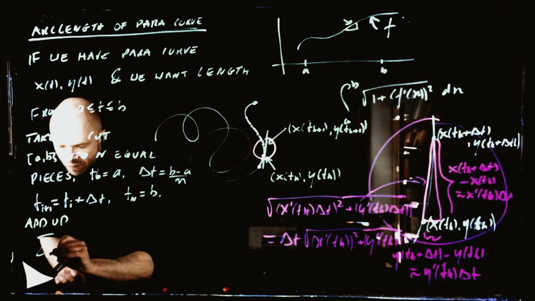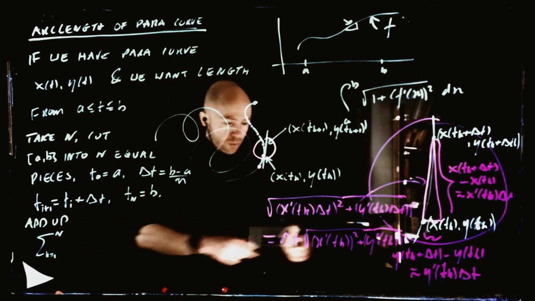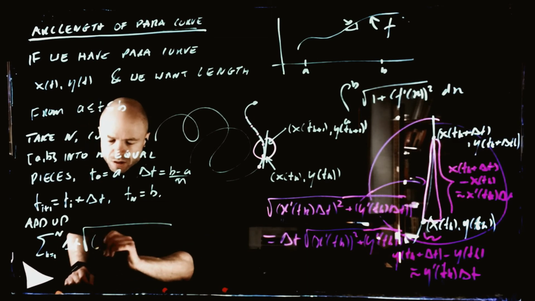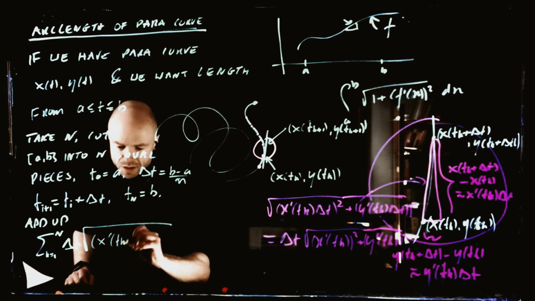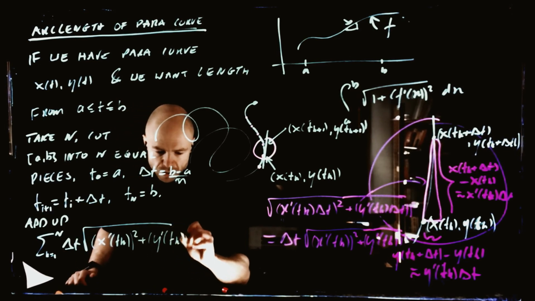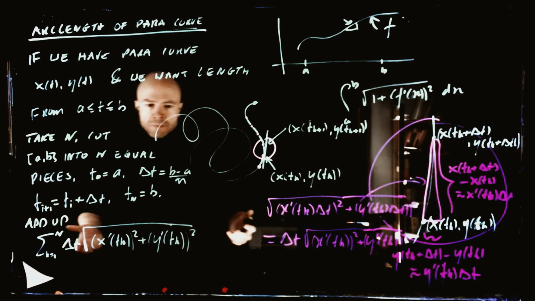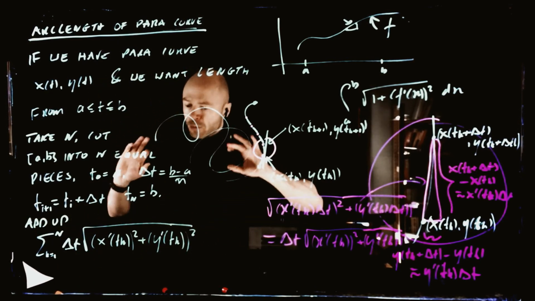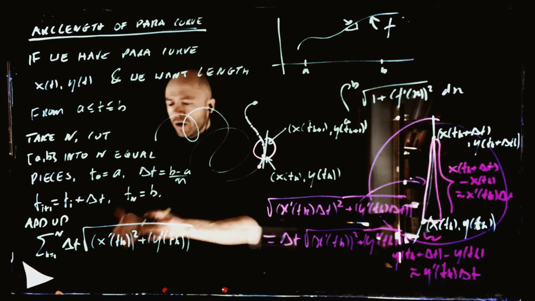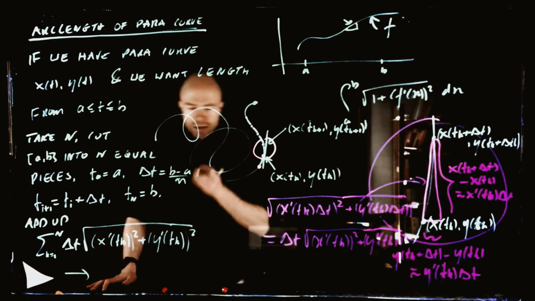We have the sum from k equals 1 up to capital N of these expressions. So it's going to be delta of t, the square root of x prime of tk squared plus y prime of tk squared, right? And then this thing is a Riemann sum. It will pass to a limit, right? What limit will this tend to? What is this going to as we let n go to infinity?